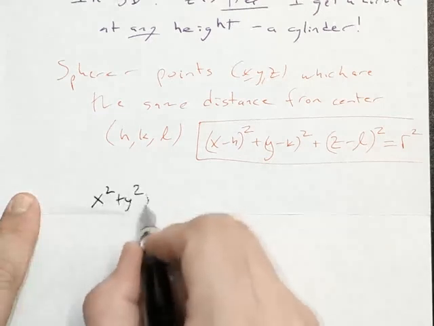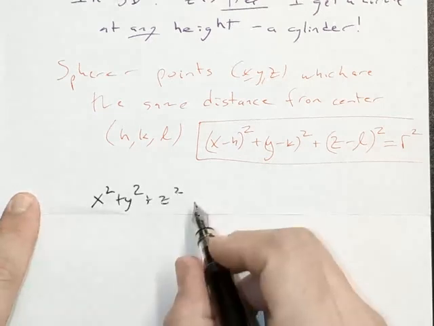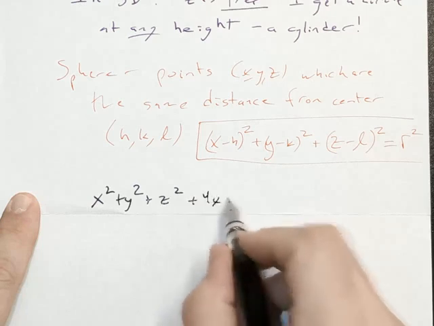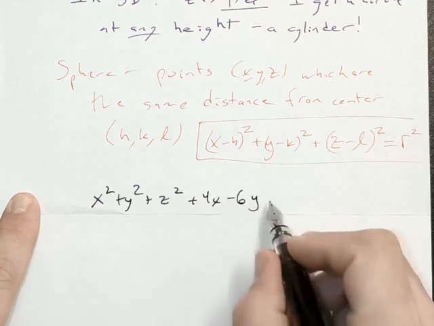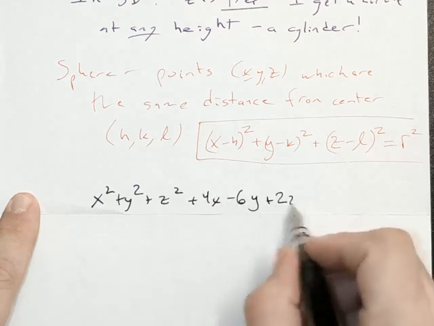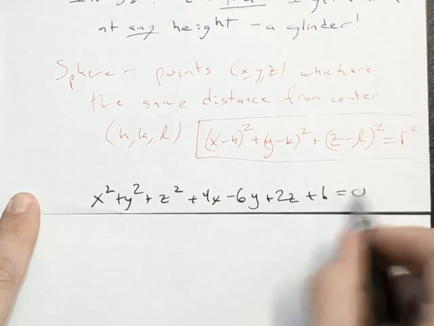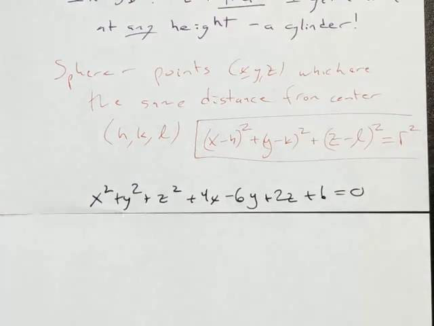X squared plus y squared plus z squared plus 4x minus 6y plus 2z plus 6 equals 0. That's a sphere? Sure it is. Well, the way to check is to rewrite it so it looks like this. Let's find the center. Let's find the radius.